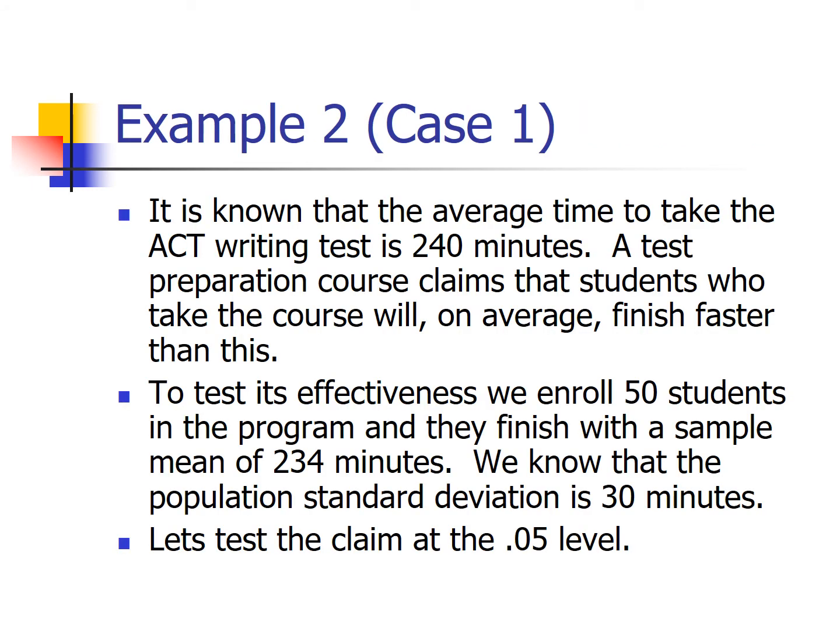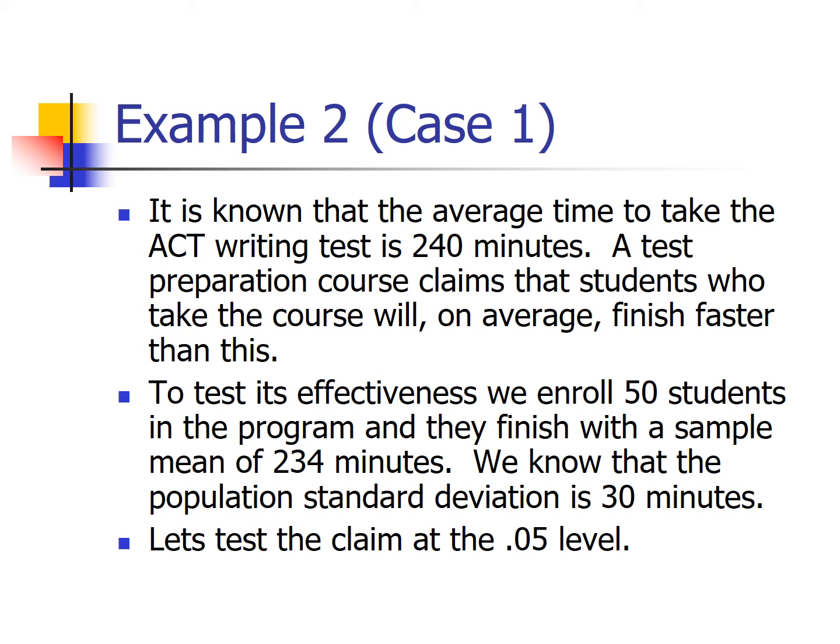Example 2. Again, this and the next example, these are both examples taken from the first PowerPoint. I'm just adding a little bit of extra information onto them. So it's the ACT writing example where a test preparation course is claiming that students who take the course will finish faster on average than the 240 minutes that people who don't take the prep course finish. So, if we wanted to test its claim, we could enroll 50 students in the program. Let's say that we do that, and let's say that they finish with a sample mean of 234 minutes. This is technically less than 240.